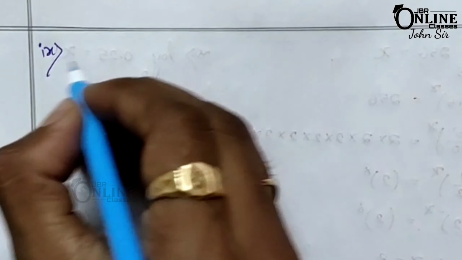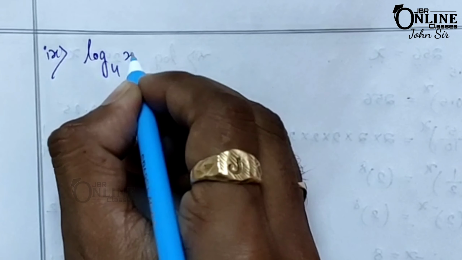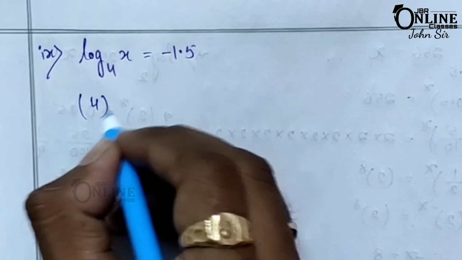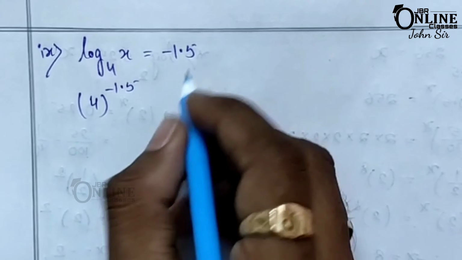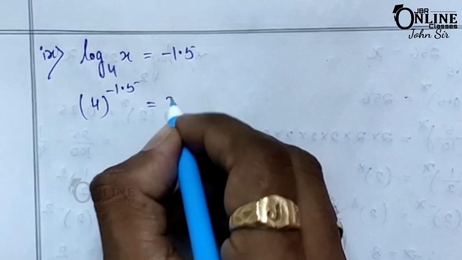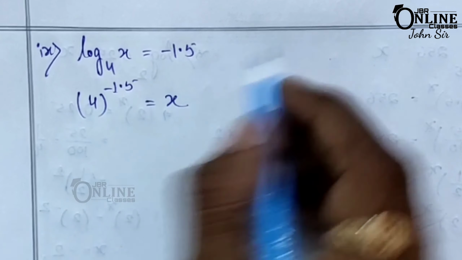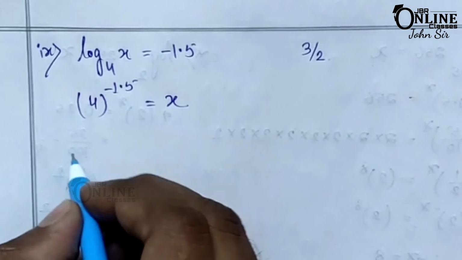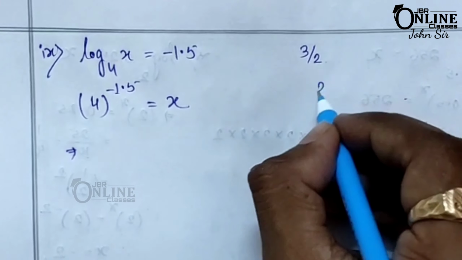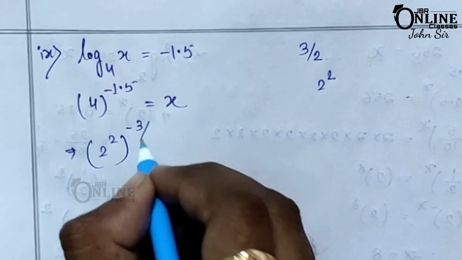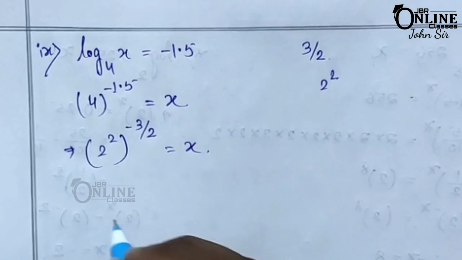Now sum number 9, log 4 x, that equal to minus 1.5. So 4 to the power minus 1.5, that equal to x. Okay, now 1.5 means 3 by 2. Okay, and 4 means 2 square. So write down here 2 square and then minus 3 by 2, and that equal to x.